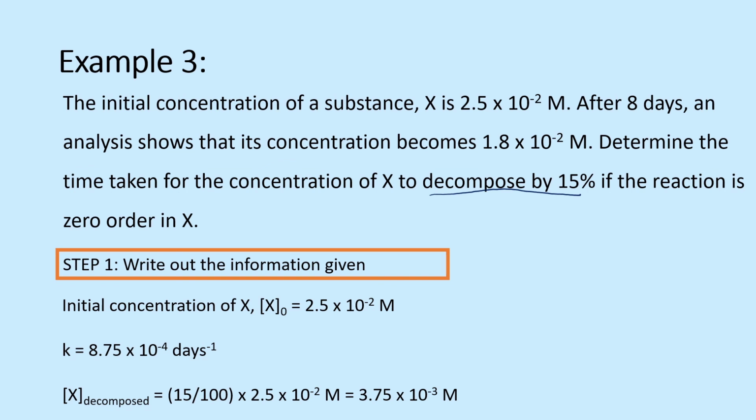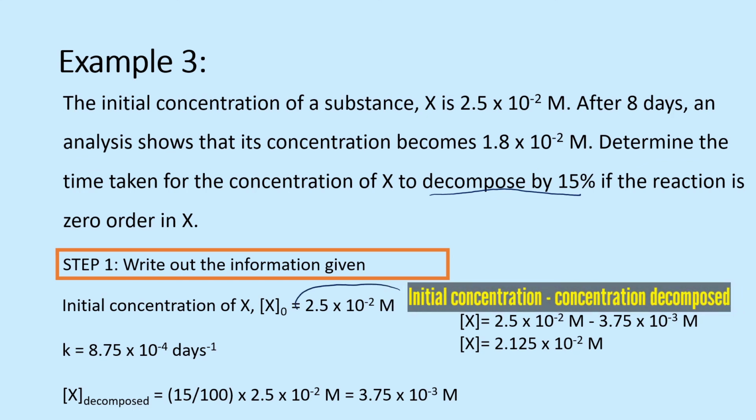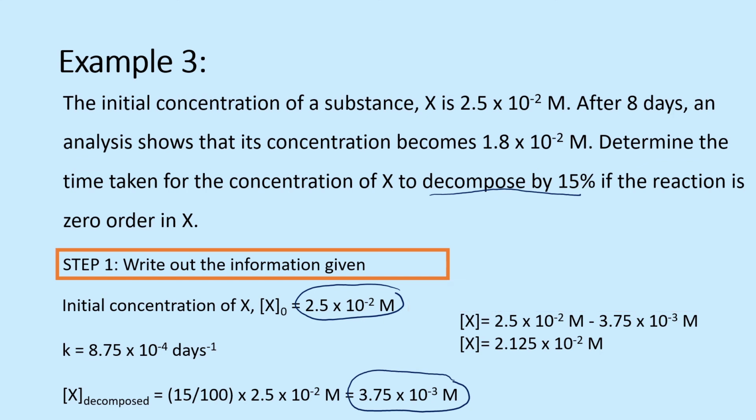And in the calculations, we need the remaining concentration. So to calculate the remaining concentration, we just need to use the initial concentration, which is 2.5 times 10 to the power of negative 2 molar, minus the 3.75 times 10 to the power of negative 3 molar, which is decomposed, to give us the remaining concentration of reagent X after some time, which is equal to 2.125 times 10 to the power of negative 5 molar.